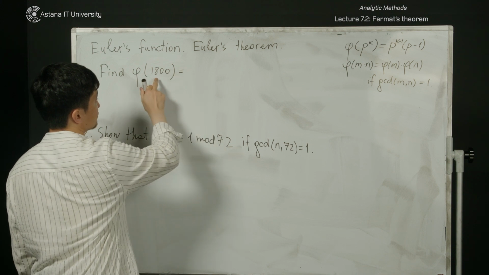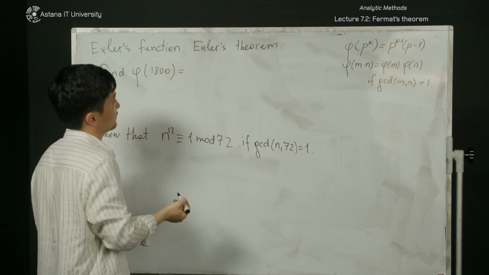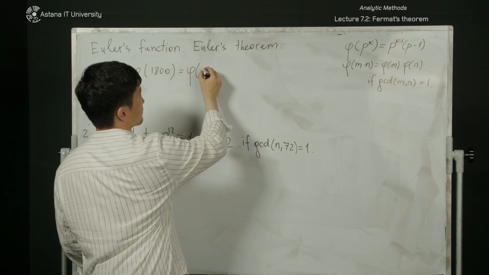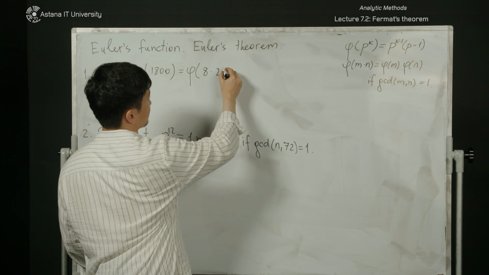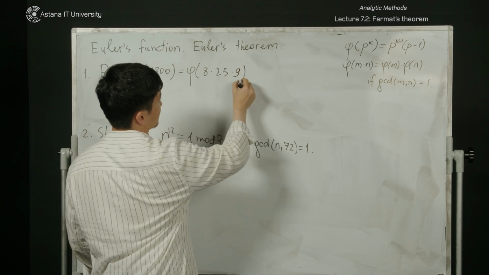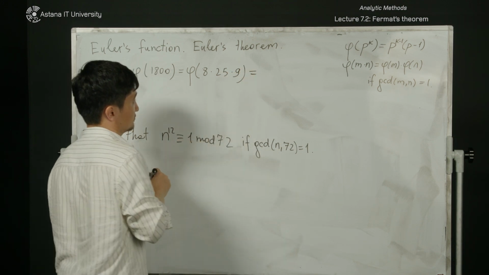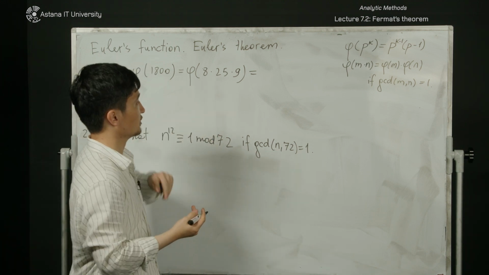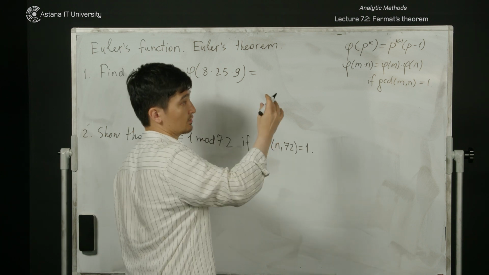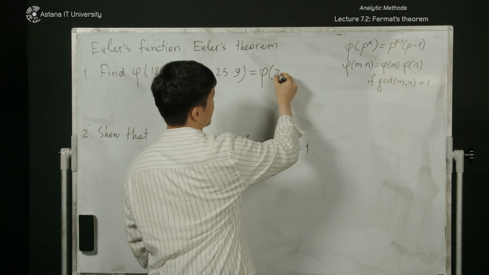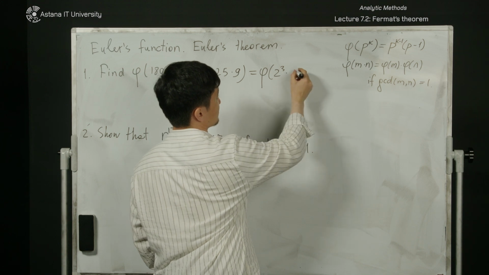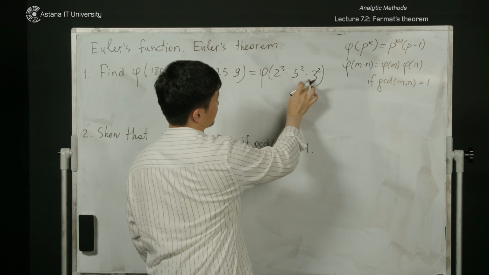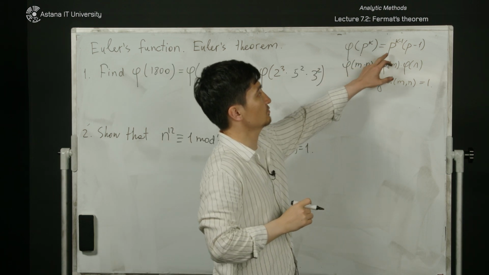So first of all, I need to factor this into prime factors, right? So I can write this 1800 as 8 times 25 times 9, right? Well, I know that 8 is not a prime number, 25 either, and 9 either, right? So therefore, I can write 8 as a prime factor like this. 2 to the power of 3, times 25 is 5 to the power of 2, and 9 is 3 to the power of 2. Now 2, 5, and 3 are all prime numbers, right? And I can use this.